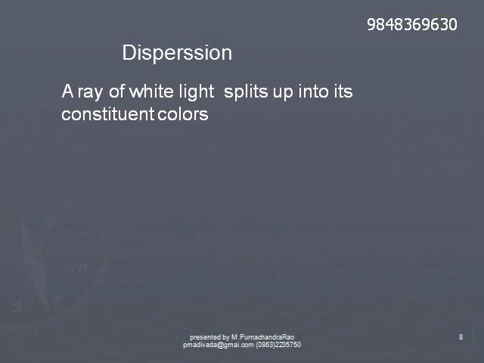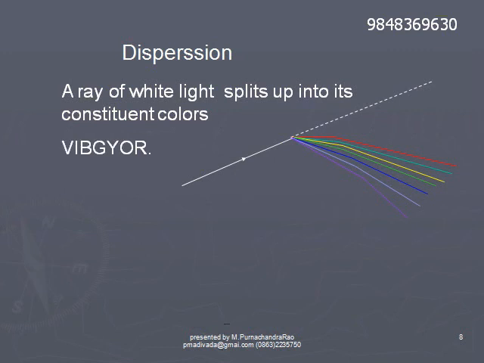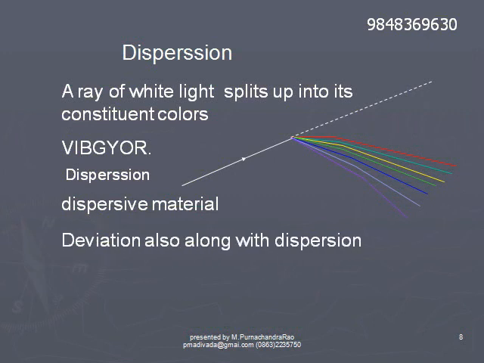And dispersion. What is meant by dispersion? A ray of white light passing through a prism splits up into its constituent colors, namely VIBGYOR. This phenomenon is called dispersion. The material of the prism is called dispersive material.